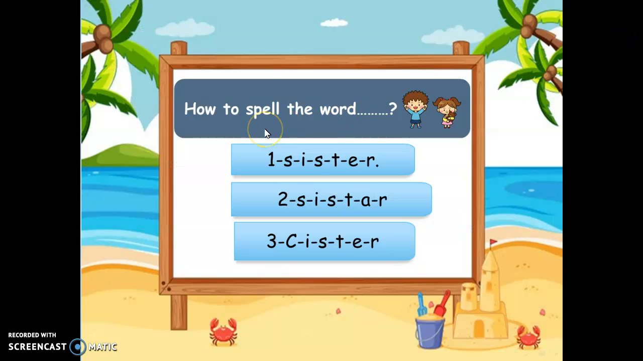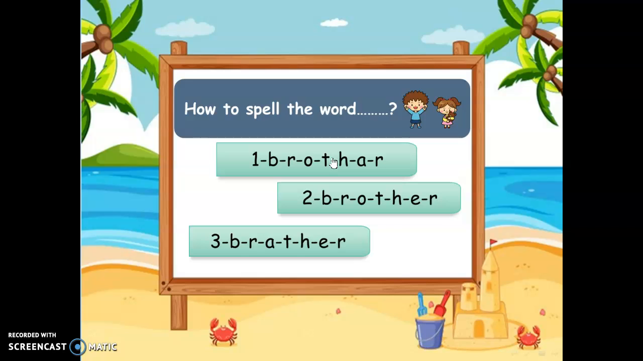How to spell the word sister? S-I-S-T-E-R or S-I-S-T-A-R or C-I-S-T-E-R. Of course, the right answer is number 1. Okay? How to spell the word brother? B-R-O-T-H-A-R or B-R-O-T-H-E-R or B-R-A-T-H-E-R. Of course, the right answer is number 2.